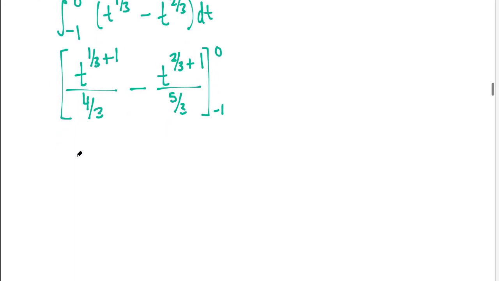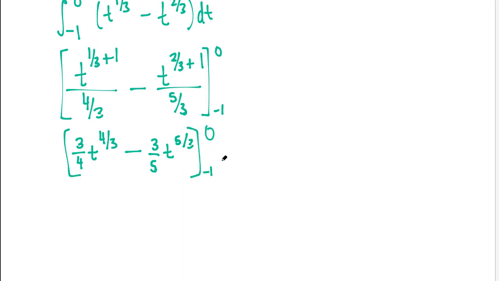So let me clean this up. This is a little ugly. So we have dividing by 4/3 is the same as multiplying by 3/4. So that's 3/4 times t to the 4/3 minus, so let's see, so dividing by 5/3 is the same as multiplying by 3/5. So minus 3/5 times t raised to the 5/3. So we're going to evaluate this from -1 to 0.